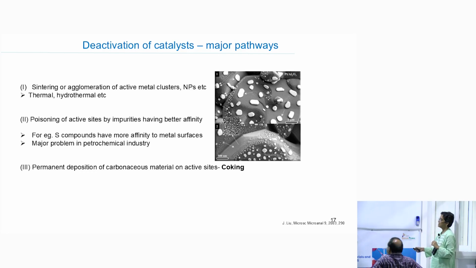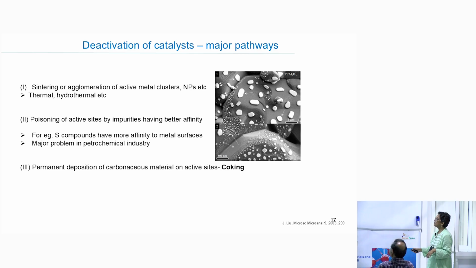Another is poisoning of active sites by impurities, for example, sulfur. You all know that most of the nanoparticles are made with protecting agents, because those have better affinity towards the surface. That is a problem in industry, because in fossil fuel, any crude oil you take, there will be sulfur in it. Even biomass-related and natural materials have sulfur because of the proteins. So everything will have sulfur, and sulfur has more affinity towards metal. Because of that, these things get stuck on the surface and activity reduces.